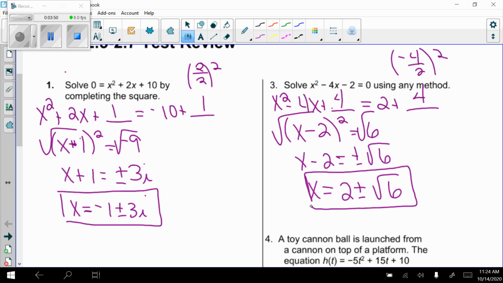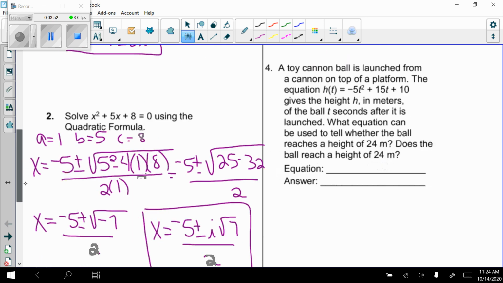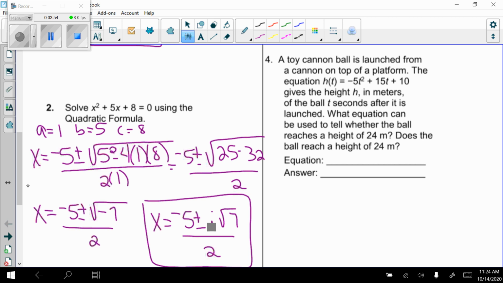Okay. Let's look at number 4 now. A toy cannon ball is launched from a cannon on top of a platform. The equation h of t equals negative 5t squared plus 15t plus 10 gives the height h in meters of the ball t seconds after it is launched. What equation can be used to tell whether the ball reaches a height of 24 meters, and then does the ball reach a height of 24 meters?